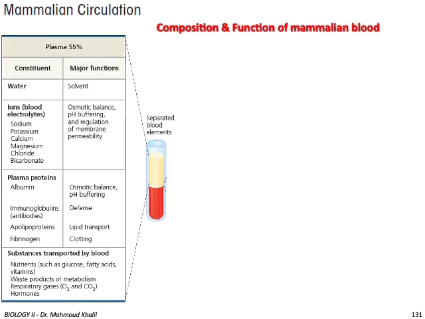Plasma also contains plasma proteins like albumin, immunoglobulins, which are the antibodies, apolipoproteins, and fibrinogen. The function of each of them: albumin is for osmotic balance and pH buffering, the antibodies are for defense, the apolipoproteins are for lipid transport, and of course fibrinogen is for clotting. There are other substances transported by blood like nutrients, waste products, respiratory gases, and hormones.